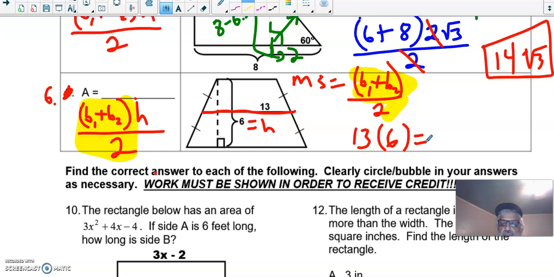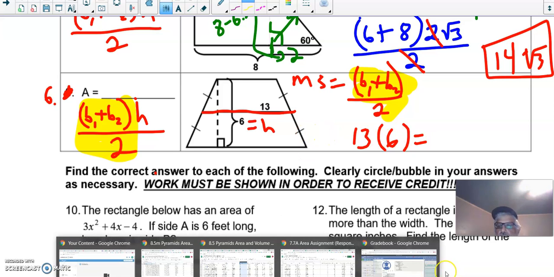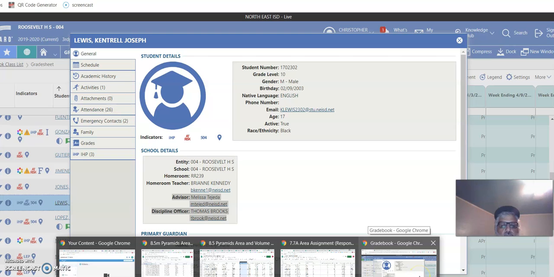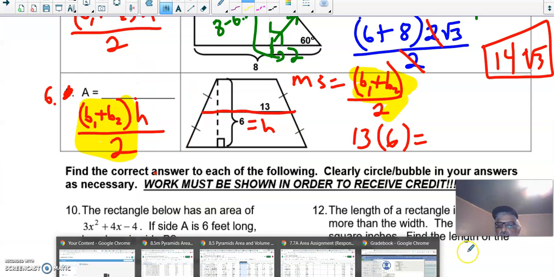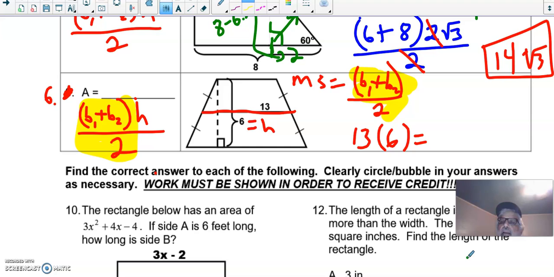So I'm going to go ahead and switch to my, let's see if I can get my, oh, I don't have my calculator, so I'm going to do this manually. 13 times 6, that's 18, carry the 1, 6, that's 78 units squared. And that's number 6.